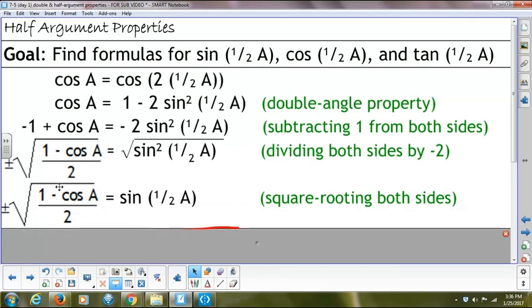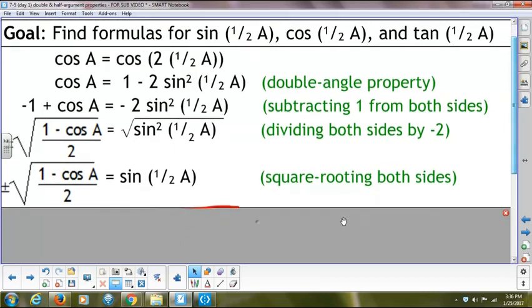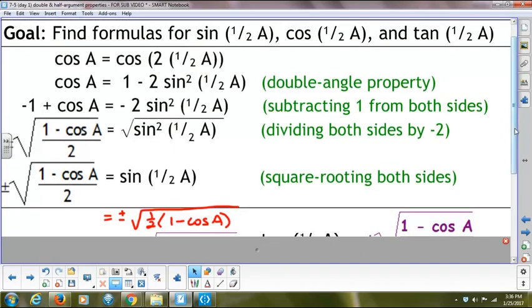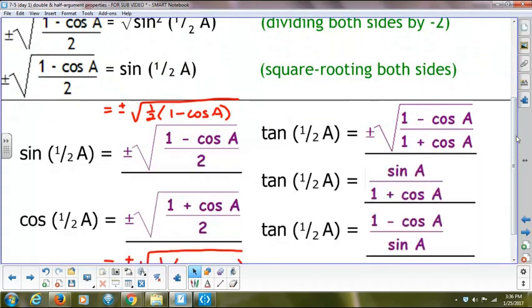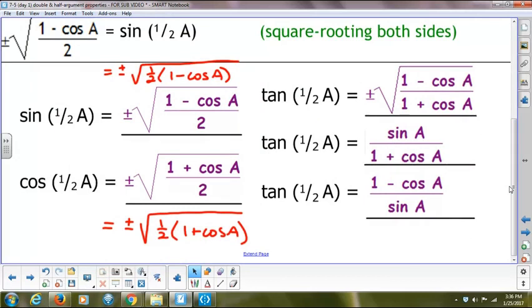Now, the form you have on your notes, instead of it being all over 2, it has the 1/2 as a coefficient. Either way is fine, whichever way you're comfortable with. Okay. Now, I'm not going to go through all the derivation of all the other ones, but you have all of the half argument formulas on your paper for sine, cosine, and tangent. And again, on your notes, you have the 1/2 in front, but you could also have all over 2, whatever you're more comfortable with.